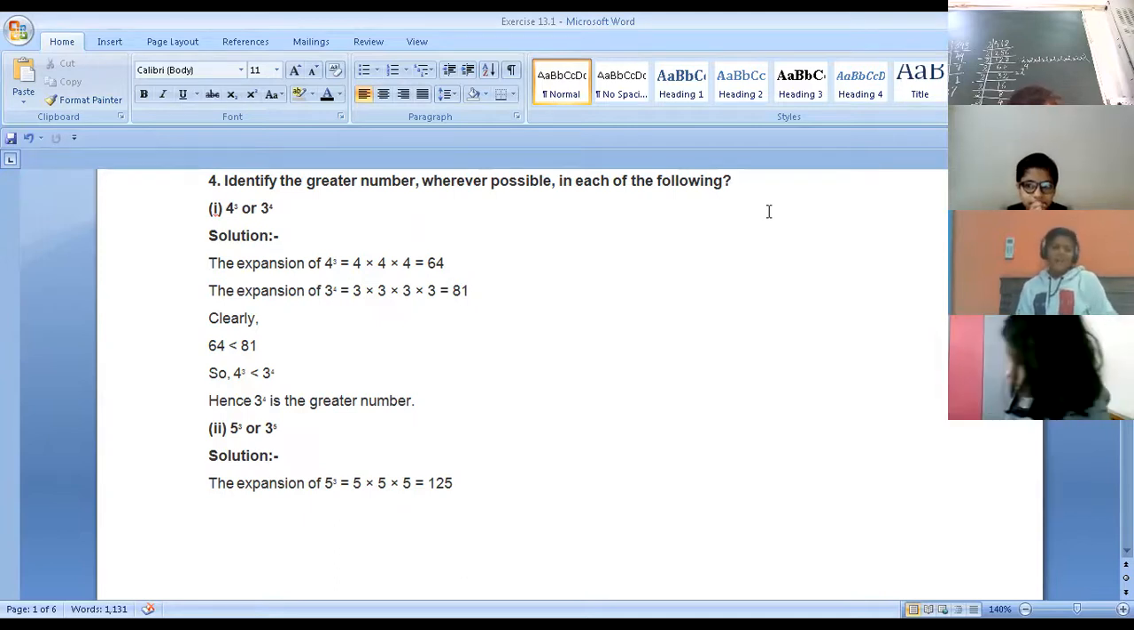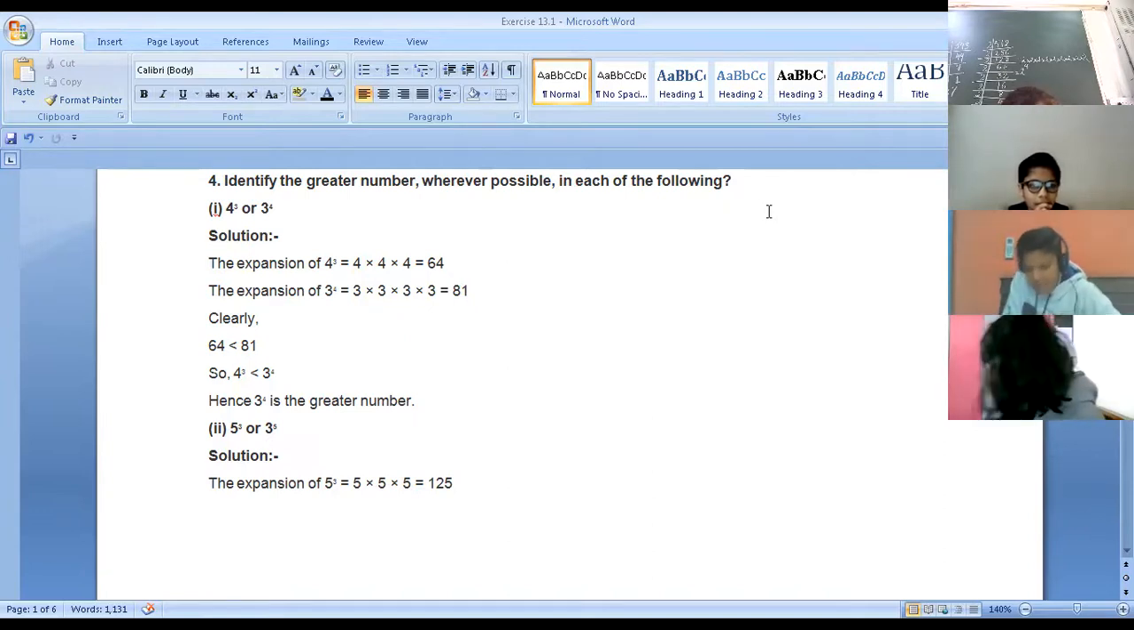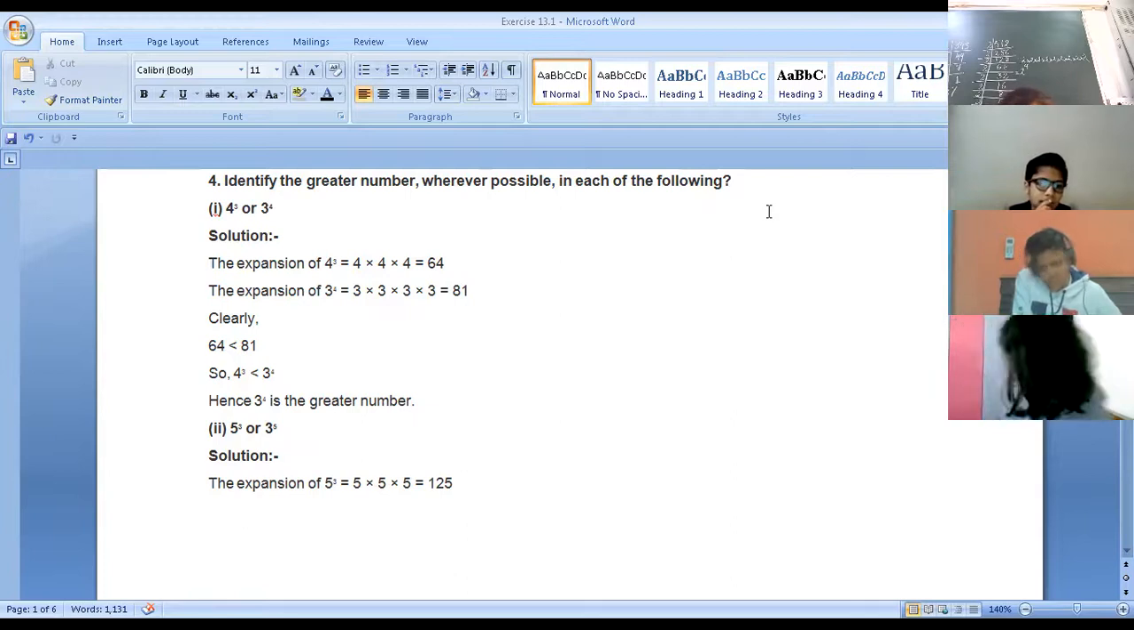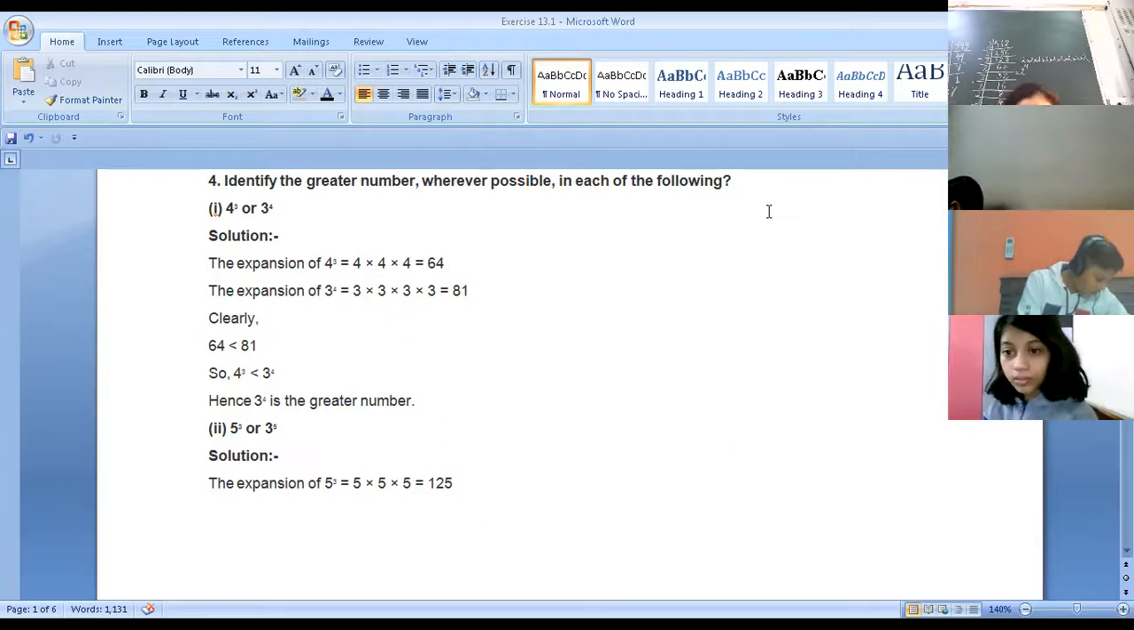So 64 is less than 81. That means 4 raised to the power 3 is less than 3 raised to the power 4. So you have to tell the greater number. So you will be writing at the last that 3 raised to the power 4 is the greater number. Okay, so this way you will be doing the question. Start doing it. Do the first part, children.